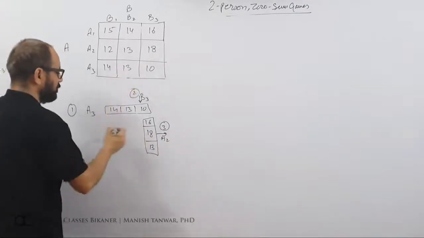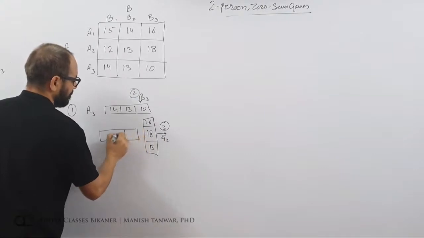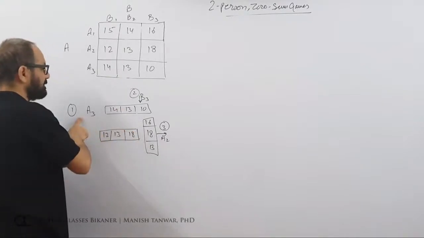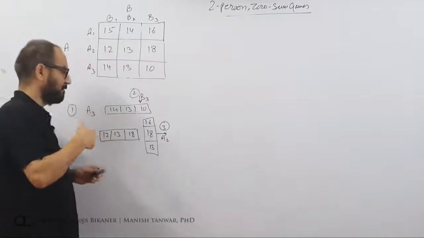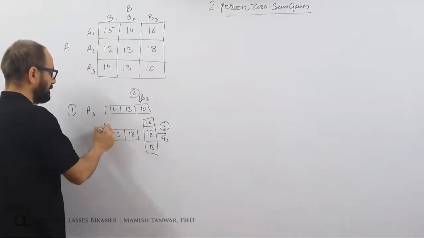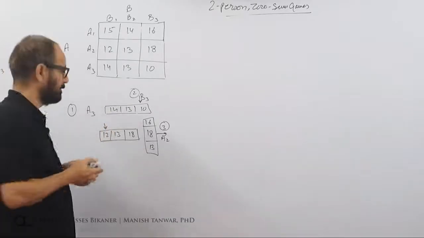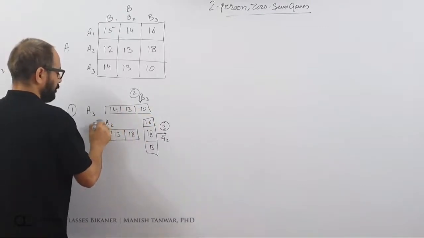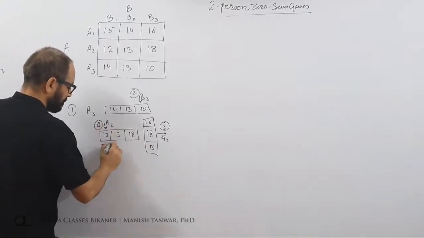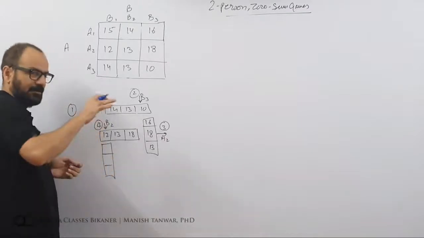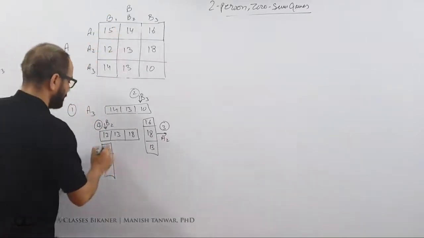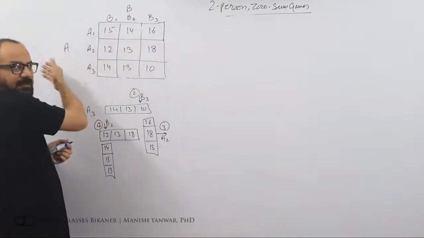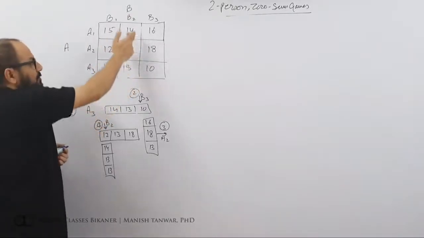Now, when A has selected A2, what can the returns be? The returns can be 12, 13 or 18. A decided, B decided, A decided. Now the turn is for B. B knows this is a loss of 12, 13 or 18. B will decide that I am happy to go with loss of 12. So, B decides for B2. First, second, third, fourth selection is B2. If B selects B2, the returns possible are 14, 13 and 13, a loss of 14, 13, 13.